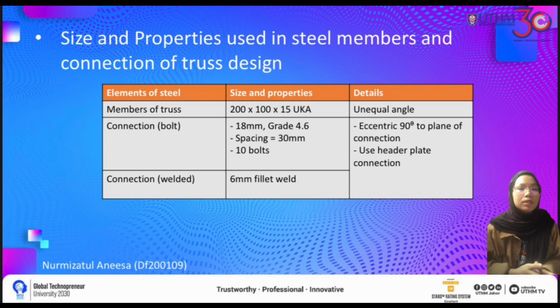So, as shown in the table, for our truss members, we use steel of size 200 by 100 by 15 UKA, and it is an unequal angle. For the bolted connection, we use 18mm bolts with grade 4.6, and the spacing between the bolts is 13mm, and there are 10 bolts that we use in the connection. For the welded connection, we use a 6mm fillet weld. It should be noted that our connection is eccentric, 90 degrees to the plane of connection, and we use the header plate connection in order to connect the truss and also the column.